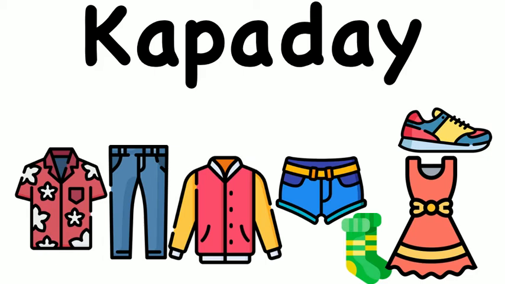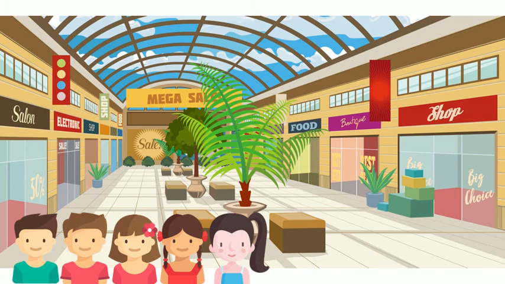So the first word is kapde. Kapde. One more time. Kapde. And kapde means clothes. So where are my kapde? Where are my clothes? My kapde are pretty. My clothes are pretty. So kapde is clothes. And today we are going to go shopping. So we are going to select some kapde for each of you.